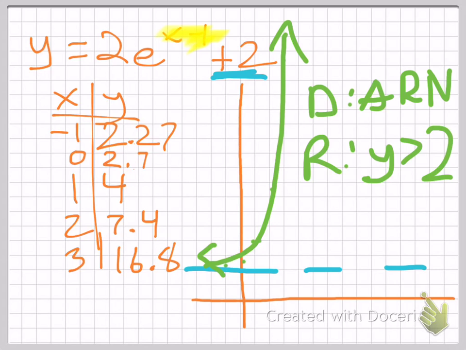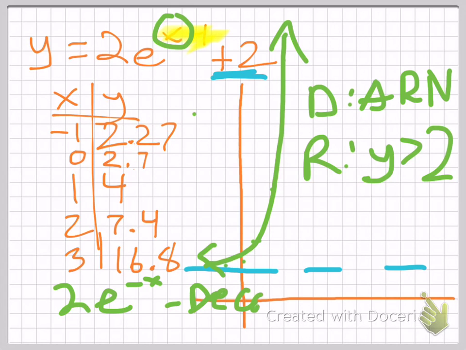Once again, this is exponential growth because you have a positive x value here, but if that's a negative, like if it was 2e to the negative x, that would be exponential decay. So then you have to watch out for that as well.